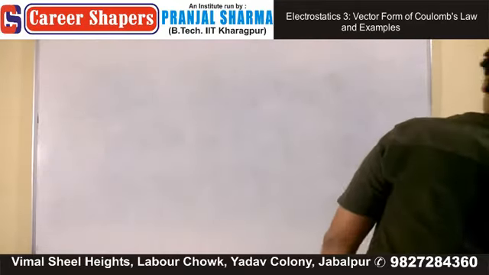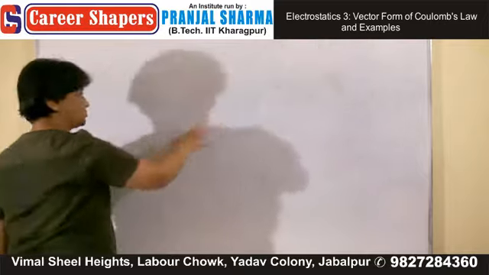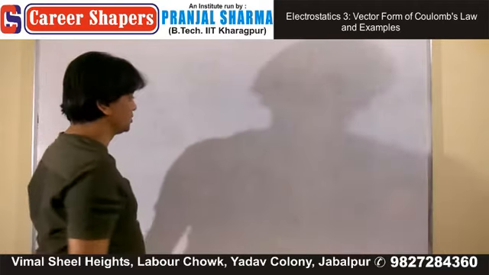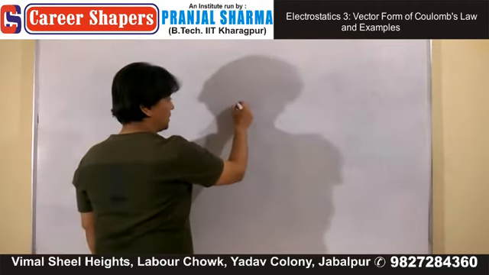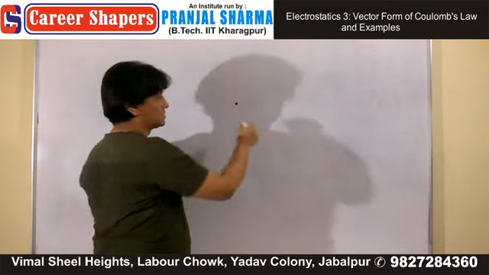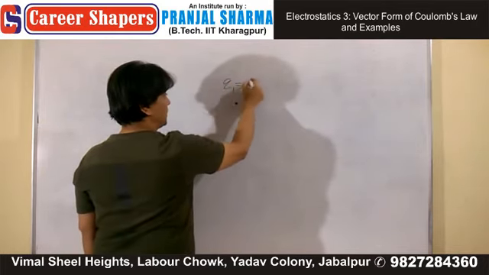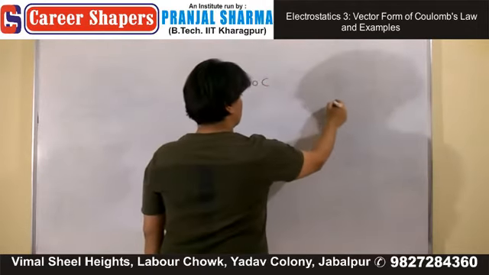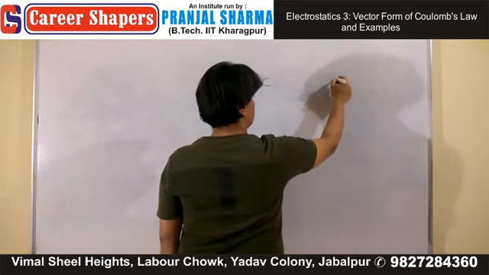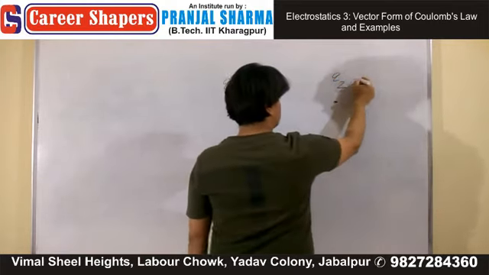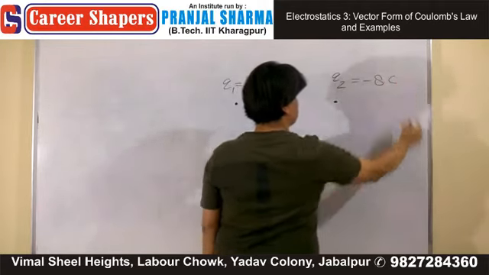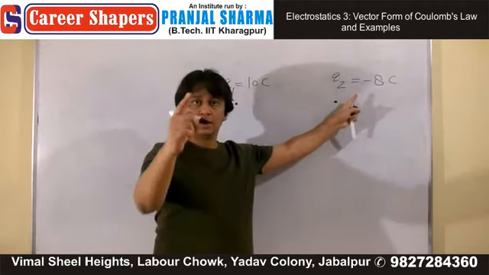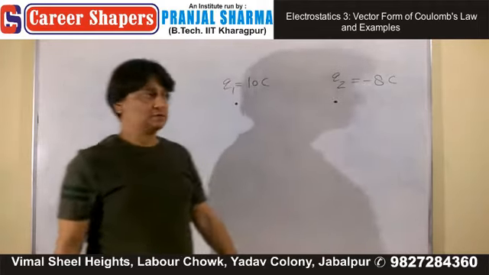The whole exercise basically was for board examination. That's how you should represent it. But if they ask the same thing in any competitive examination in this form, let's say they gave us Q1 as 10 coulombs, Q2 as minus 8 coulombs. Q1 is 10, Q2, look, is minus.